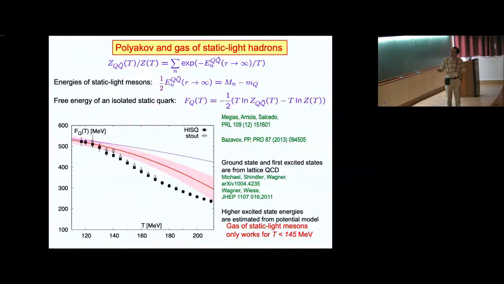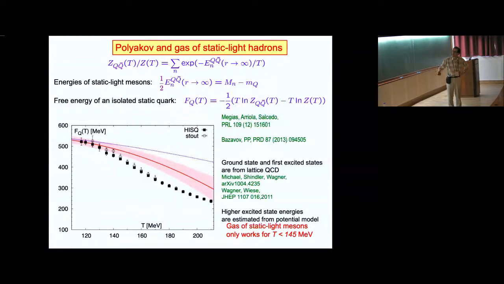So of course, now you could utilize whatever you know about the spectrum. In fact, the ground state and first excited states of the static light mesons have been calculated in lattice QCD, so we know the spectrum. Then of course there are much higher excitations which have not been studied in lattice QCD, but you could take heavy light mesons as a proxy for the static approximation, and there are some experimental results on that, as well as quark model predictions.